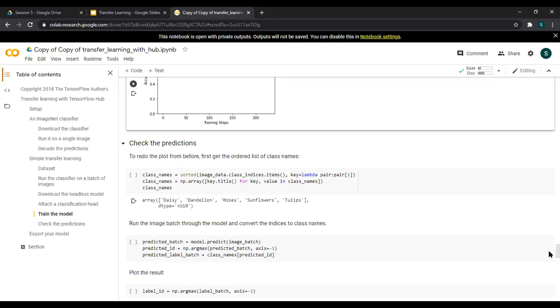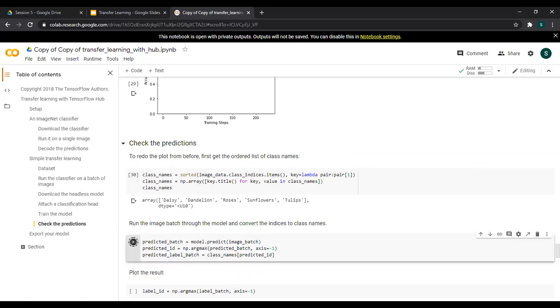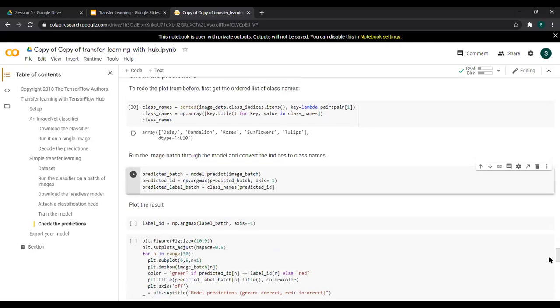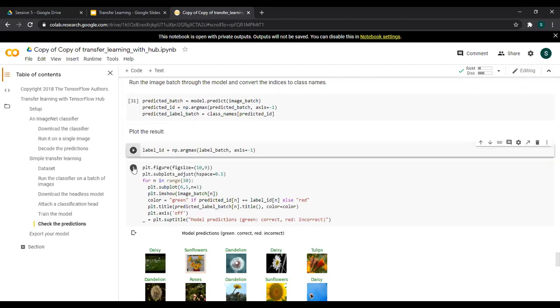And we're first going to be getting the ordered list of class names. So in this example, we're going to be making it an array of daisy, dandelion, roses, sunflowers, and tulips. So we're going to run this image batch through the model and convert the indices to class names. Yeah, so now that we have all that done, the final step we're going to be doing is plotting this result now to check that our model predictions are accurate.